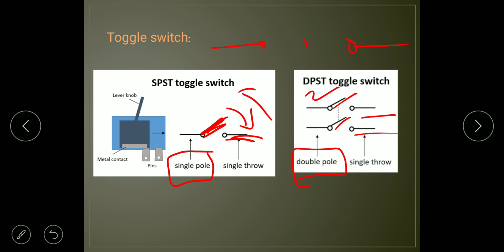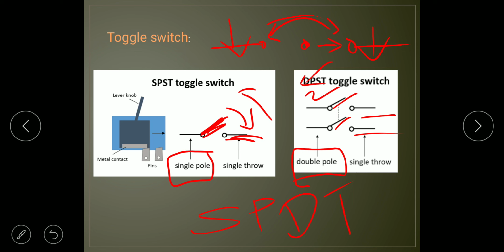Okay, so here if you see, this is the one movable part, so it is called single pole. And here there are two contacts, first this and second this. So it will move in that direction and also in this direction. So there are two throws, two non-moving contacts, so it is double throw. So here single pole double throw. This is called single pole double throw.